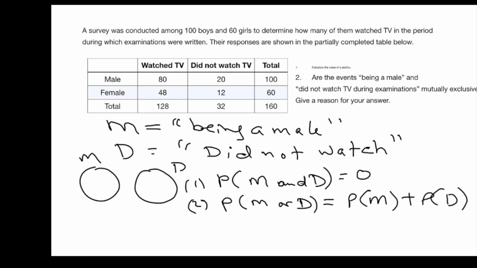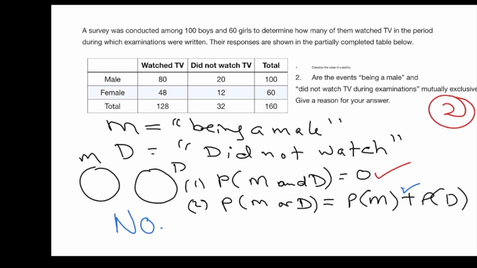Okay, so let's answer this question. I will use the first one because I think this is a straightforward question. I would actually give 2 marks for this kind of question. So are the events being male and did not watch TV, in other words, do you think M and D are mutually exclusive? Right, think about that. But I think no, they are not mutually exclusive. You don't have to start with no. You may actually need to start by working out using any one of these 2 definitions here. Work it out, then conclude that it's no.